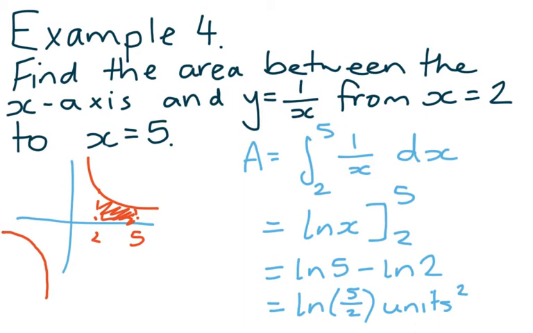Now, you could simplify that to the natural log of 2.5 units squared if you wish to. Otherwise, you can leave it as a fraction. Either of those would be acceptable. And you could potentially also leave it as just the natural log of 5, take the natural log of 2. But because you have learnt log laws, you should be able to apply them to simplify any questions like this.